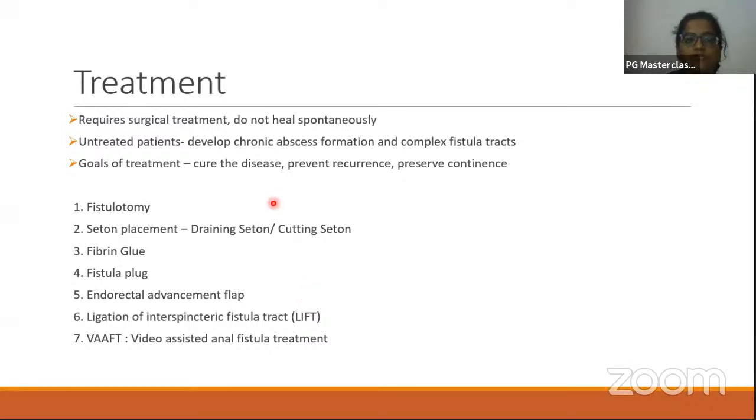Goals of the treatment are to cure the disease, prevent recurrence, and preserve continence. There are several treatment modalities: fistulotomy, fistulectomy, seton placement, which can be either a draining seton or a cutting seton, fibrin glue injection, fistula plug, endorectal advancement flap surgery, ligation of intersphincteric fistula tract, and video-assisted anal fistula treatment. We'll be discussing them one by one.